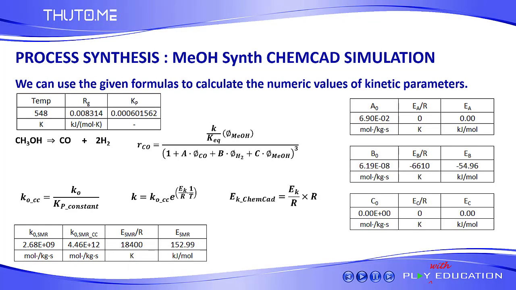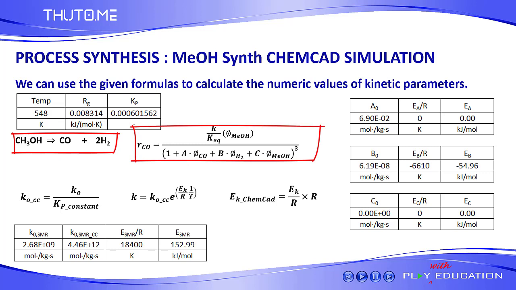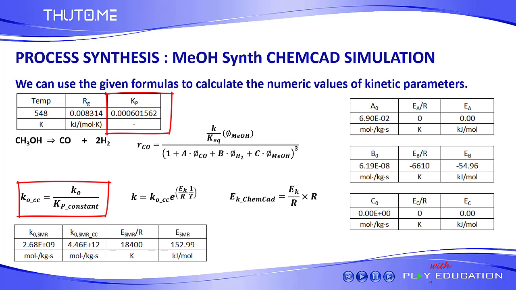For the reverse reaction, where 1 mole of methanol forms 1 mole of carbon monoxide and 2 moles of hydrogen, we are given the rate as the rate of formation of carbon monoxide. And remember what we have discussed, that we will be using the equilibrium constant that we calculate at the reactor temperature, and we get it as a value here that we have shown in here.